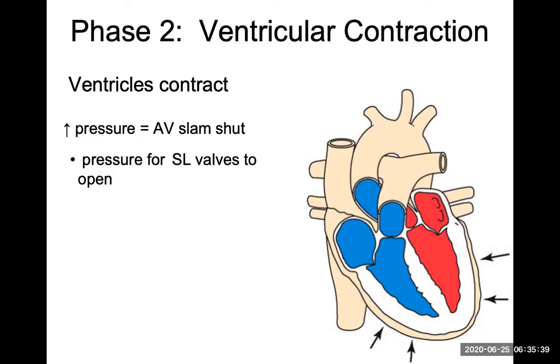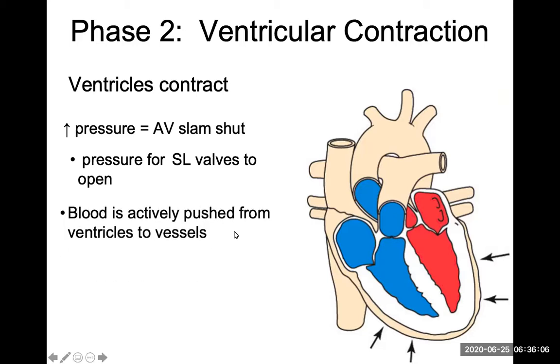This increase in pressure also causes your semilunar valves to open, and the semilunar valves are these guys. They're located right before the great vessels exiting the heart. Your pulmonary semilunar valve is located right in front of the pulmonary trunk from your right ventricle, and your aortic semilunar valve is located right in front of the aorta in your left ventricle.